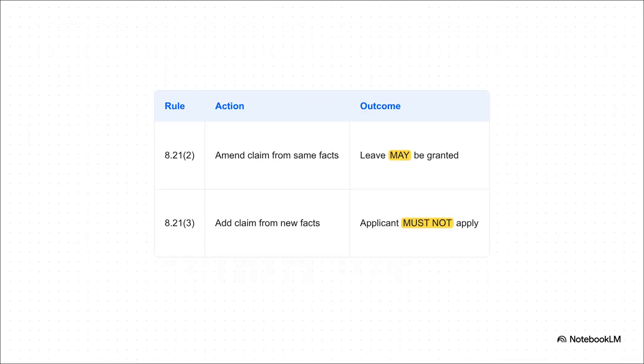The stakes get even higher when a limitation period has run out. And here, the rules draw a very hard line. Under Rule 8.21, Subrule 2, the court may still let you amend a statute-barred claim if it all comes from the same set of facts. But, and this is a huge contrast, Rule 8.21, Subrule 3 is an absolute showstopper. If your new claim comes from facts that happened after the case started, you must not even apply after the limitation period is up. That door is slammed shut.